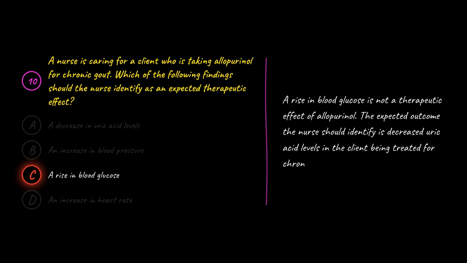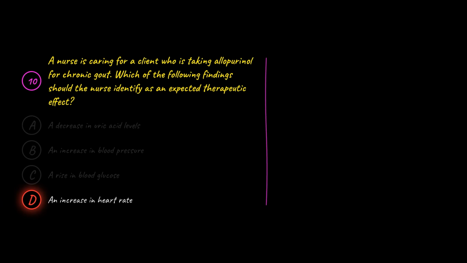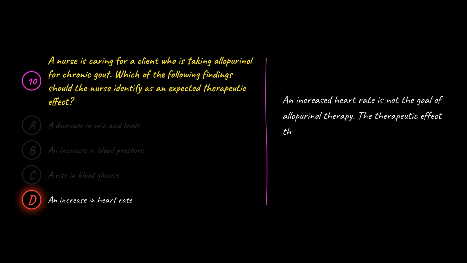D is wrong because an increased heart rate is not the goal of allopurinol therapy. The therapeutic effect the nurse should identify is a reduction in uric acid levels for the client who has chronic gout.